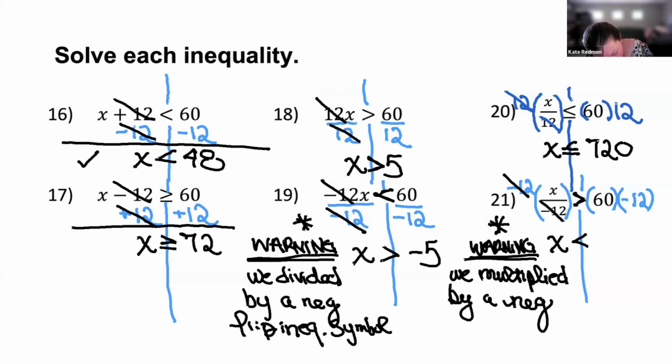And of course, we said 60 times 12 is 720. So 60 times negative 12 will be negative 720. So what would x have to be in order to make that original inequality true? X could have been anything less than negative 720.